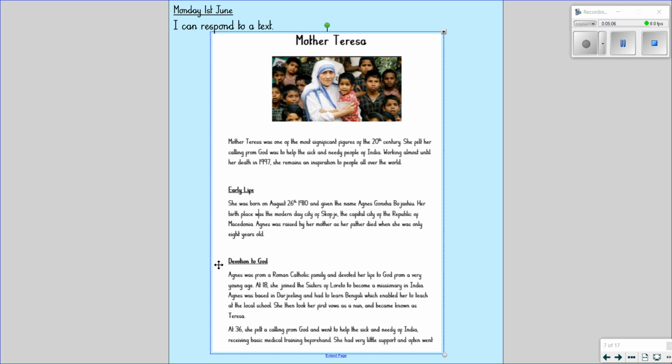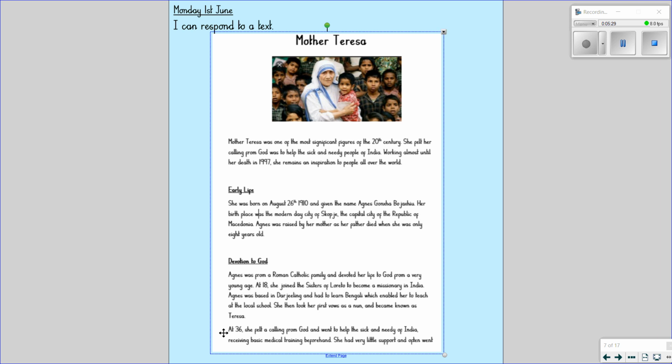She then took her first vows as a nun and became known as Teresa. So this is often the case, that she was born with the name Agnes, but she changed her name when she became a nun, and that often happens. As a Catholic nun, you might take on the name of somebody else, often perhaps a saint.